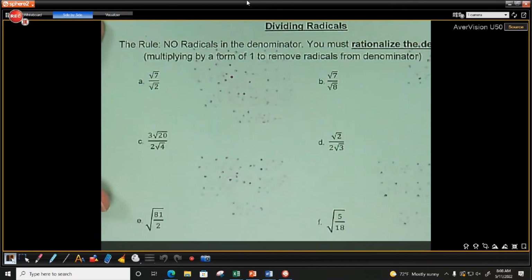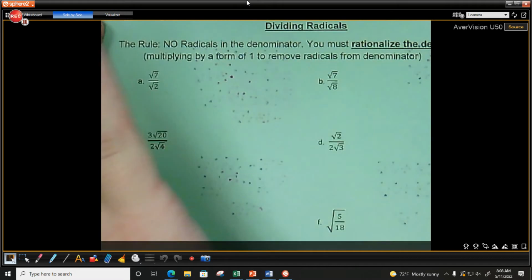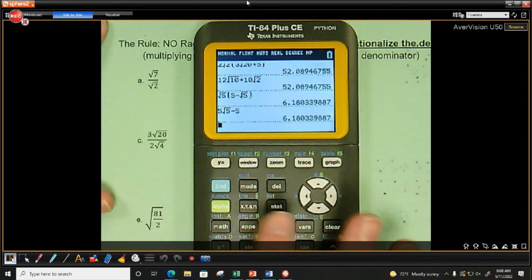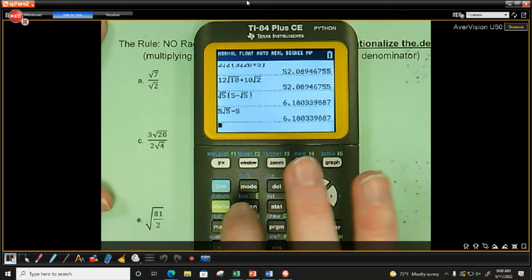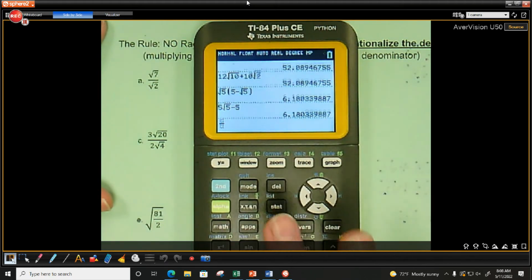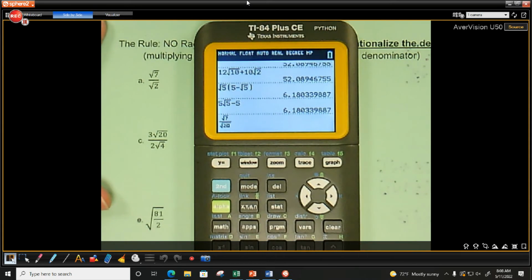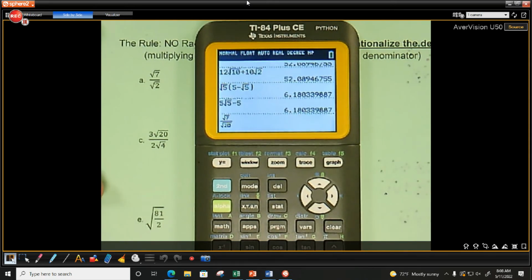Okay? Still, step 1, type it in the calculator. So I'm going to do alpha x to do my square root 7 over square root 2. Type it in with me because, again, some of these are tricky. We've not done a ton of radicals this year. Do alpha x to do your fraction, square root 7 over square root 2. Enter.